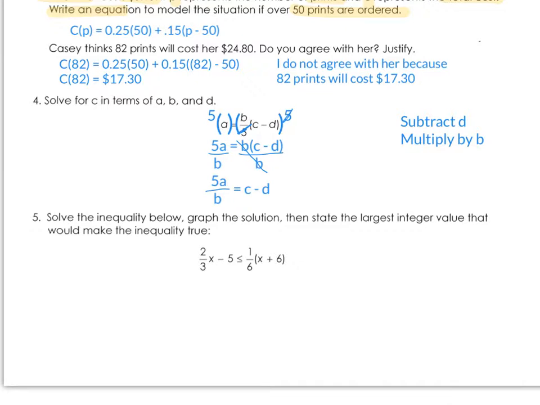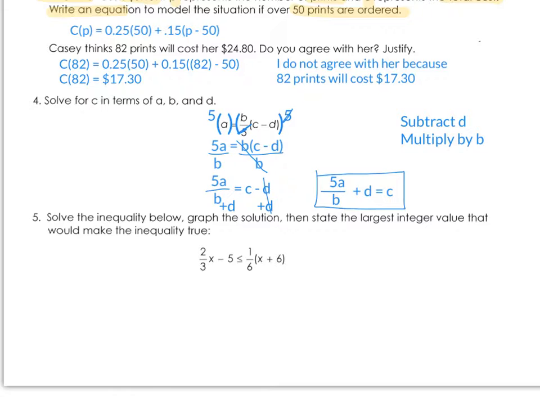Now to get c by itself, I'm going to add d to both sides because that's the opposite of what happened next, which is subtract d. So when I do that, the negative d plus d will cancel, and on the right-hand side I'm left with 5a over b plus d equals c. So now c is by itself, and I have a, b, and d in my answer. So that's it for that one.